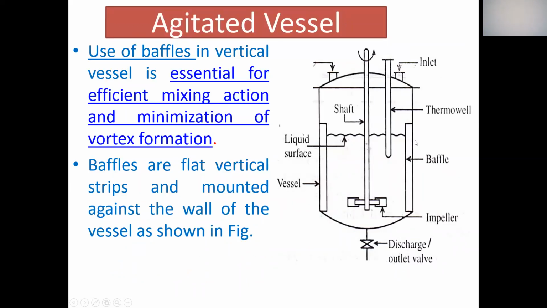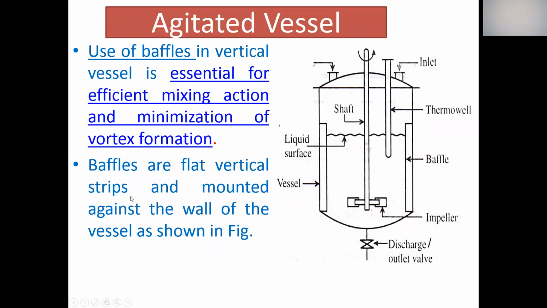Now, as I already told, these are the vertical strips which are mounted to the wall of this agitated vessel. These are known as baffles. Use of baffles in a vertical vessel is very mandatory, very essential for efficient mixing action. So to increase the performance of the mixing, you need to have the baffles in the tank. Otherwise, vortex formation will be created and then mixing performance drops.